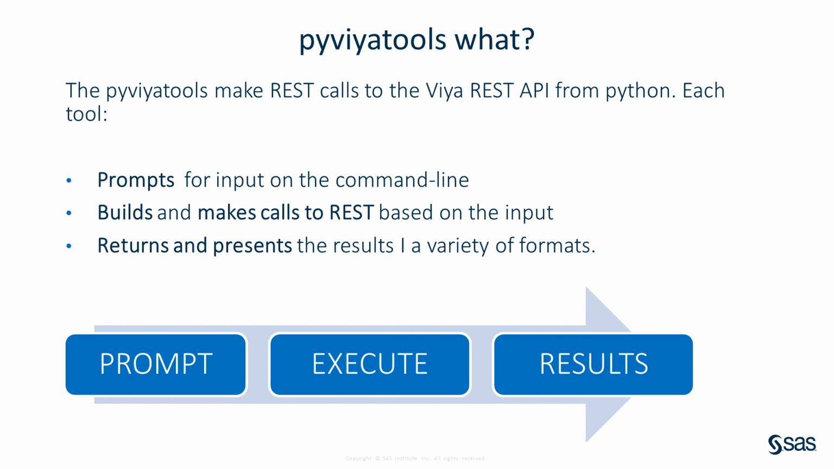The REST architecture really makes the construction of the tools very easy. Each tool does three main things. Firstly, it prompts for input on the command line. Then, it builds and makes REST calls based on the input that has been given to it on the command line. And finally, it returns the results and presents them in a variety of formats.